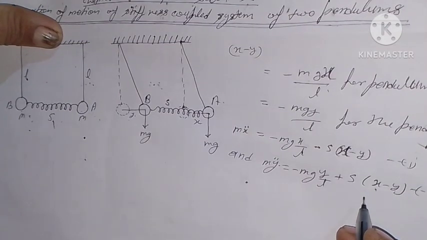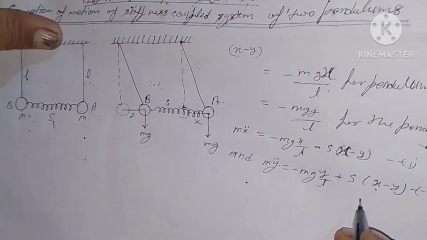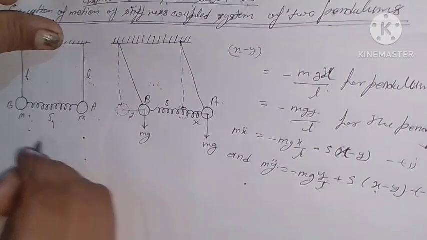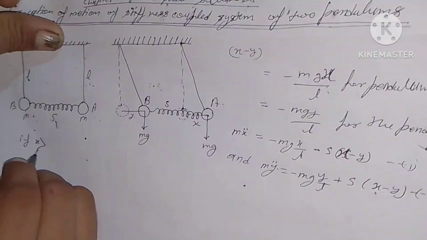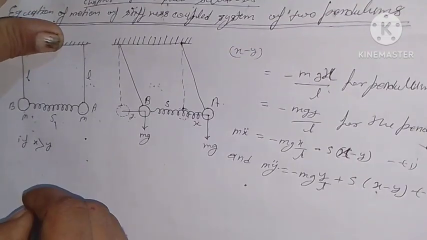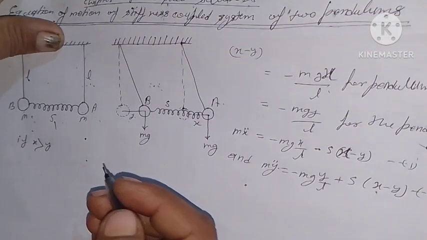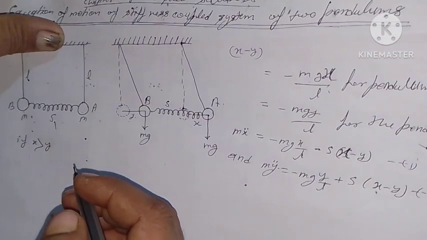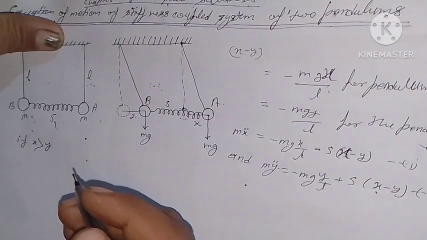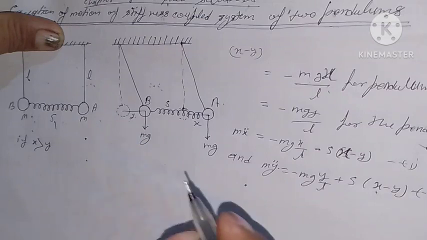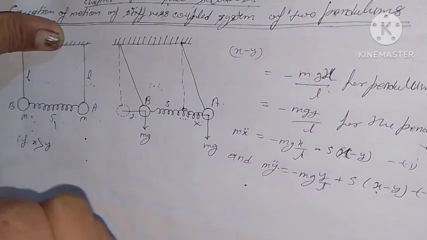is due to the coupling of the spring. If x is greater than y, the spring is extended beyond its normal length, and we therefore apply a force against the acceleration of x, but in favor of the acceleration of y.